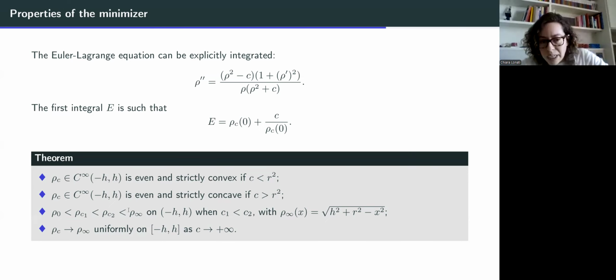And this function is basically an arc of circle, and it is basically the limit when C tends to infinity, so when the nematic prevails. So before it was a straight segment, now it is a concave arc of circle. We have also that the minimizer increases with C, and then we have that the minimizer, as I was saying before, tends to this arc of circle when C tends to infinity.